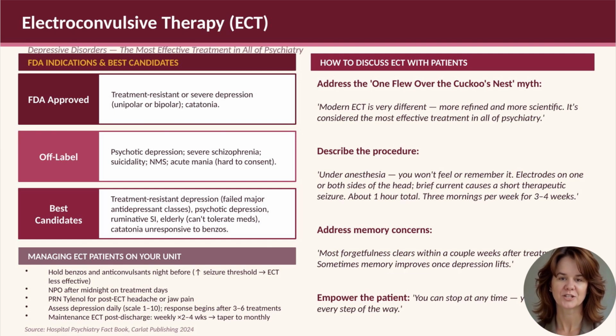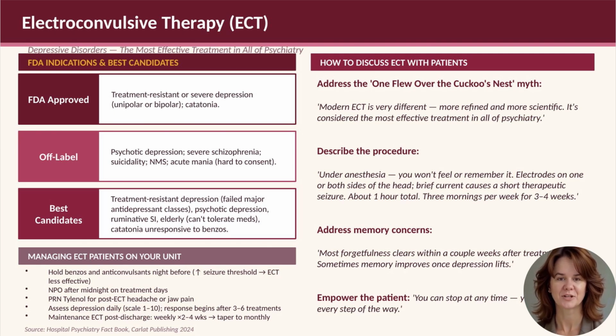Treatment is delivered under general anesthesia 2 to 3 times per week for a total of 6 to 12 treatments, with early improvement often seen in sleep and appetite before mood improves, and response rates in psychotic depression reaching up to 70 to 90%. On the inpatient unit, management includes ensuring medical clearance, maintaining NPO status prior to treatment, holding medications that increase seizure thresholds such as benzodiazepines or anticonvulsants, monitoring for post-treatment confusion and fall risk, and coordinating closely with anesthesia and psychiatry teams.